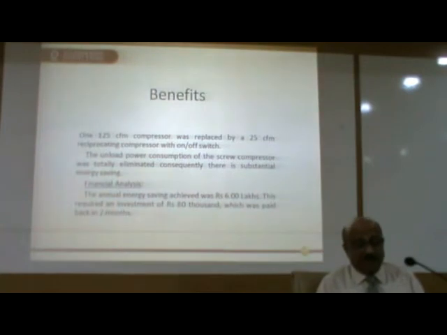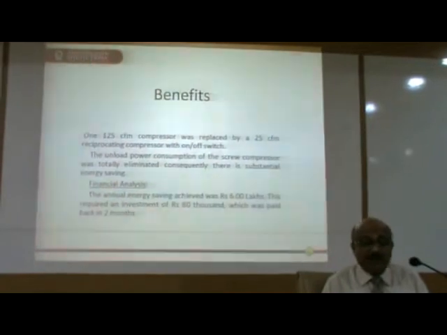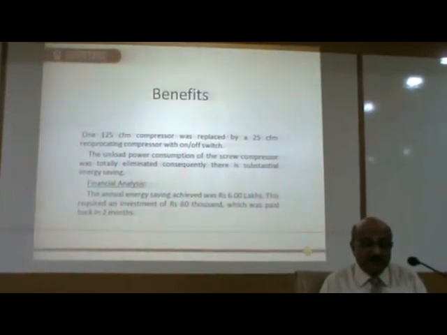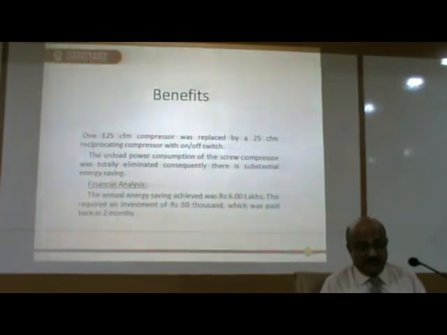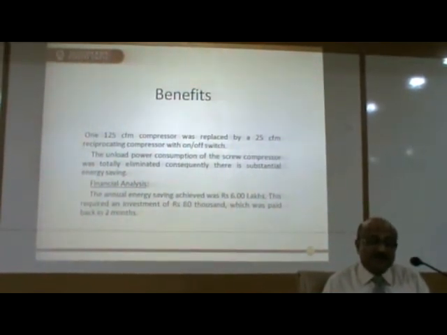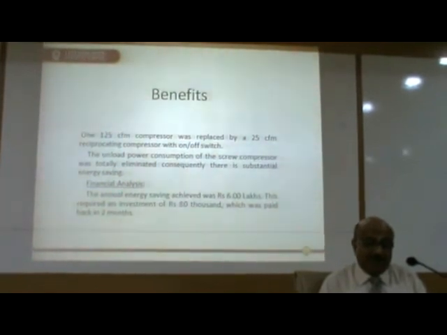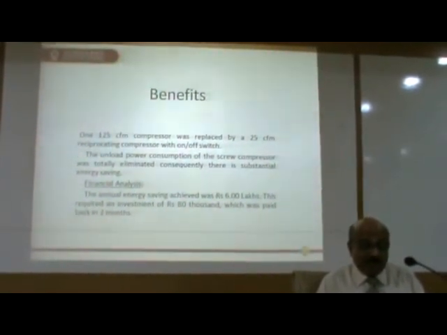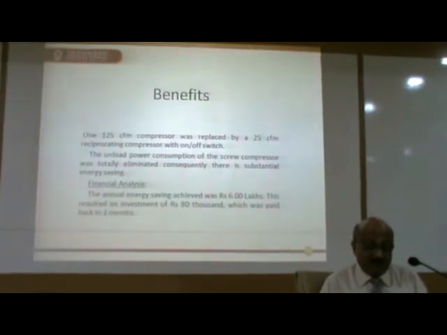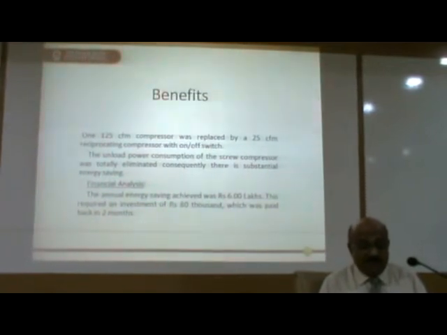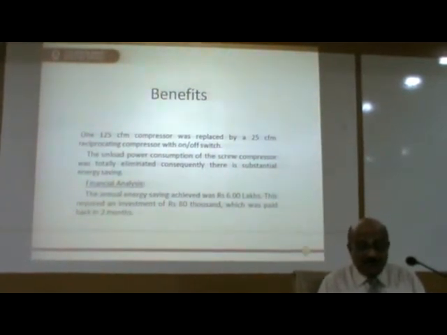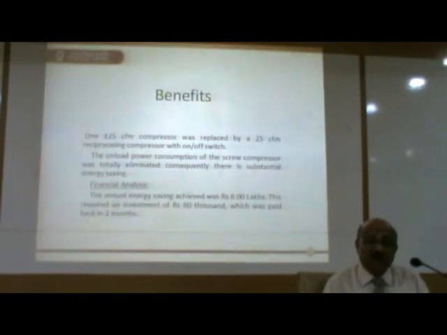So what was the benefit? The benefit was that the 125 CFM compressor was replaced by a 25 CFM reciprocating compressor with an on-off switch. The unload power consumption of the screw compressor was totally eliminated. Consequently, there is substantial energy saving. And the techno-economical or financial analysis was that, during those days, the annual energy saving achieved was 6 lakhs, and this required an investment of only 80,000, which was paid back in 2 months only.